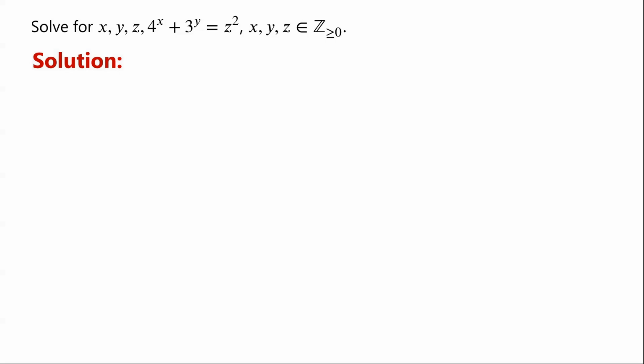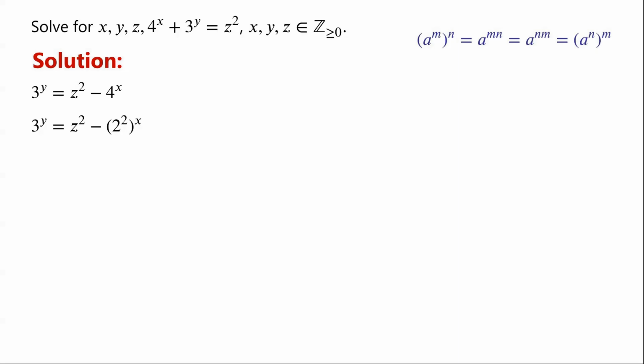By rearranging the equation, we have 3 to the power of y equals z squared, minus 4 to the power of x. 4 is 2 squared. So we can now write 3 to the power of y equals z squared, minus (2 squared) all to the power of x. We know that (a to the power of m) all to the power of n equals a to the power of mn, which is equal to a to the power of nm, which is equal to (a to the power of n) all to the power of m.